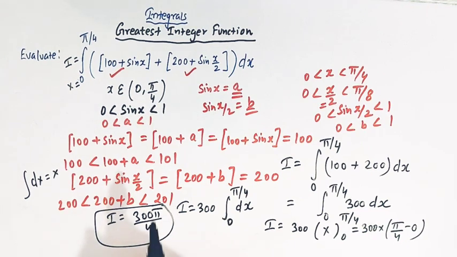So viewers, the value of this integral I is 300 pi over 4, which can also be written, by cancelling 300 by 4, as 75 pi. So this is the required value of this integral.